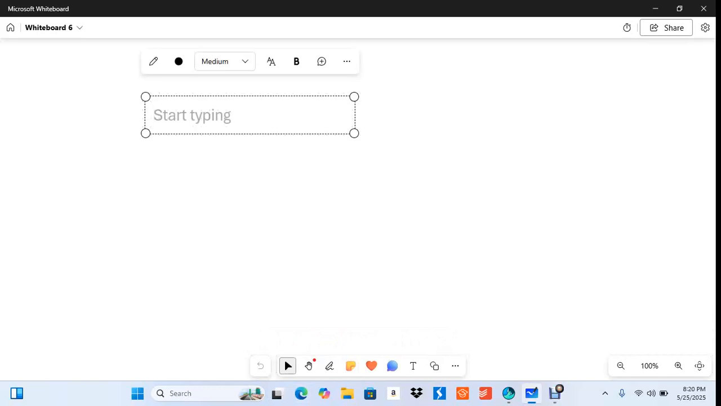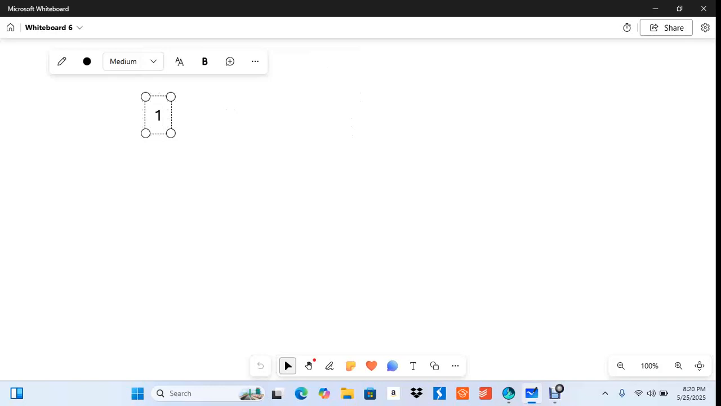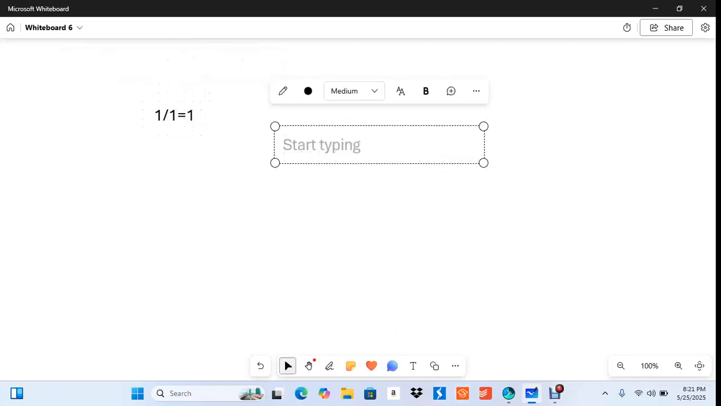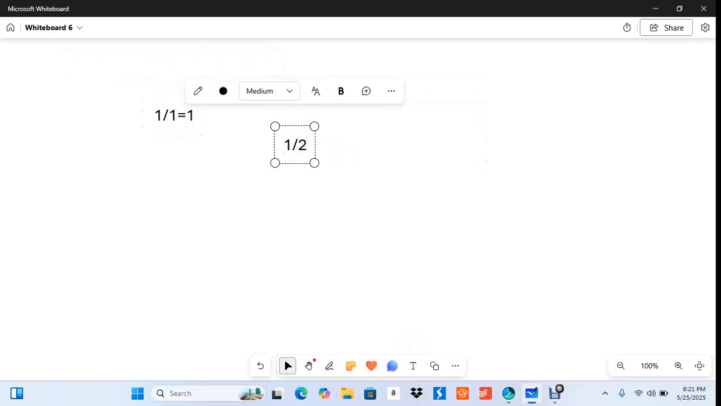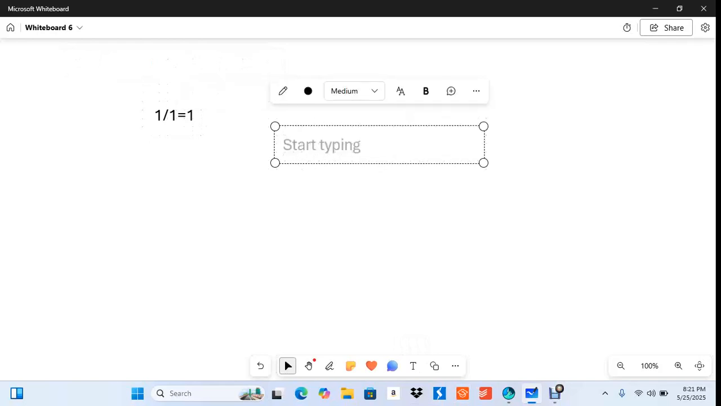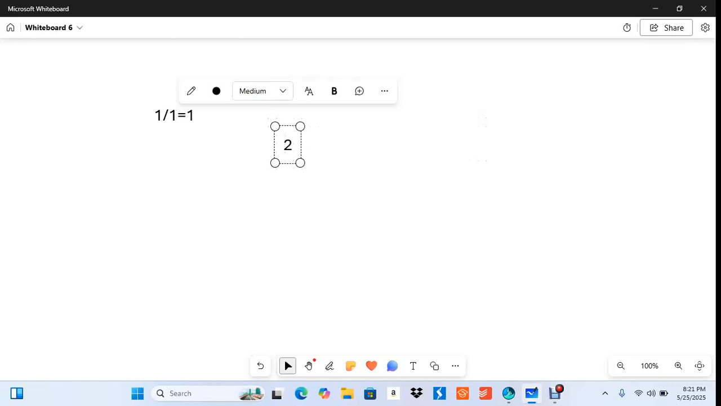So start with, let's see, 1 divided by 1. So one thing about division, I'm going to say this. 1 divided by 1 equals 1. Okay, now you can't do 1 divided by 2 because 2 is greater than 1. So for the ones, you just have 1 divided by 1 is 1. You would have 2 divided by 1 equals 2.